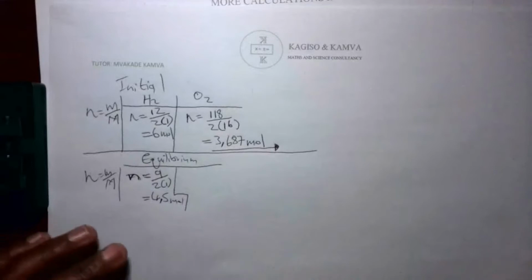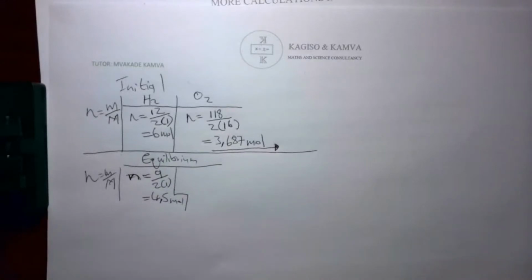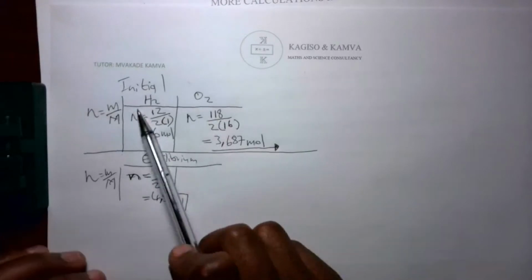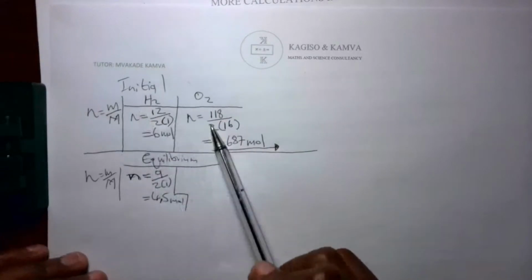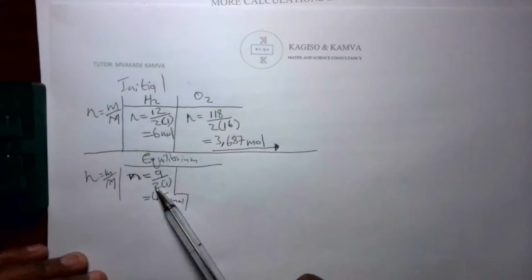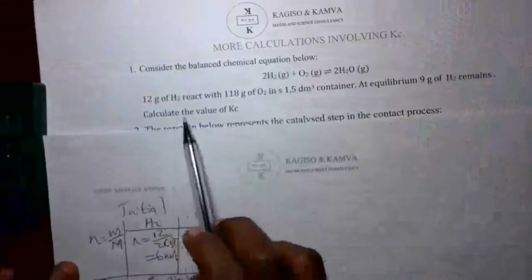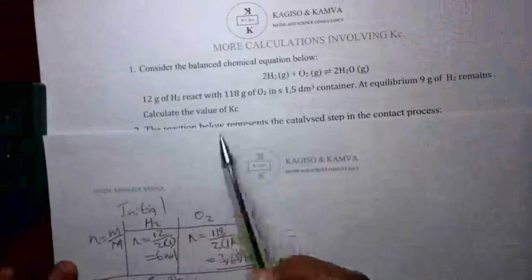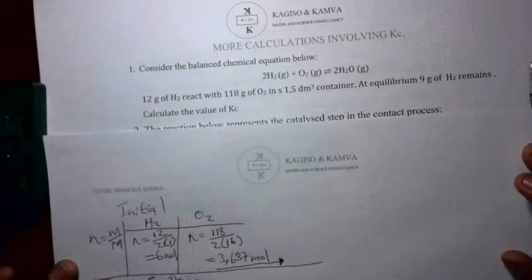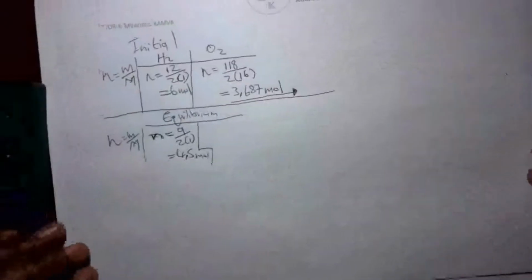Okay, good. So by the look of things, with the information that we have here, it seems like we are dealing with case 1. This is case 1 because we've got sufficient information initially and some information at equilibrium, and we are asked to calculate the value of Kc. Kc is the equilibrium constant. So how are we going to do that?